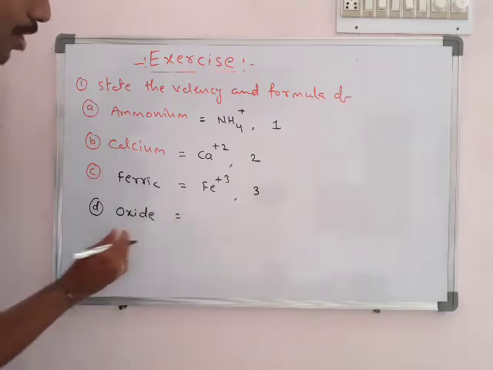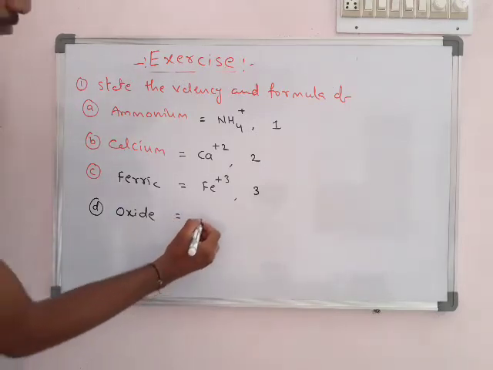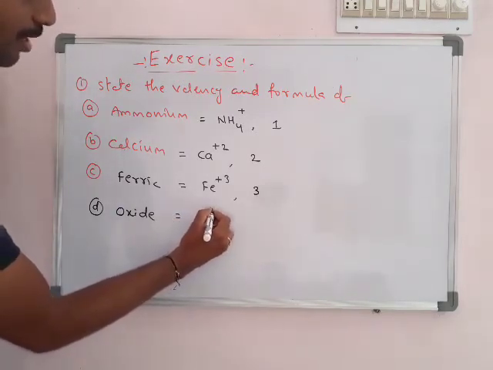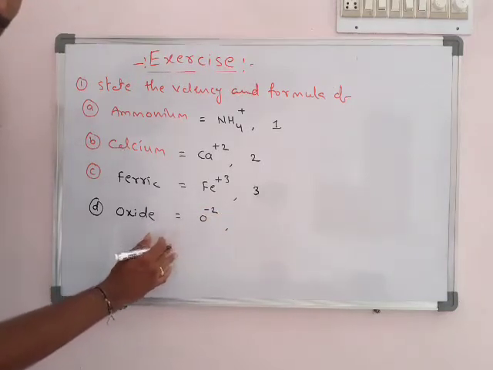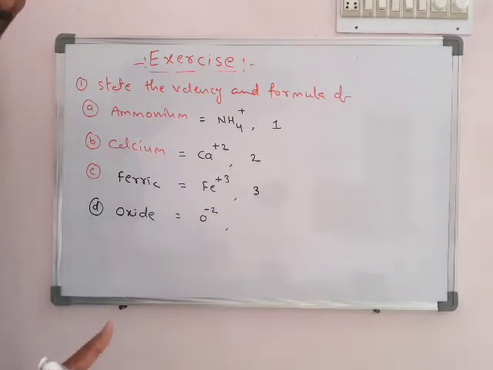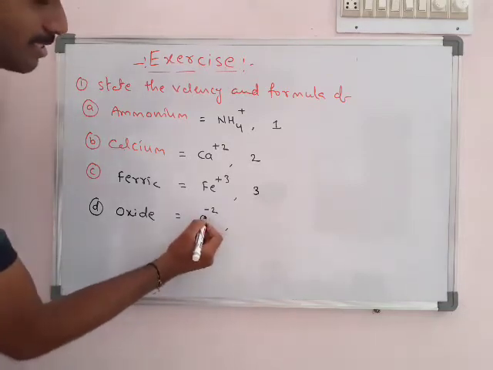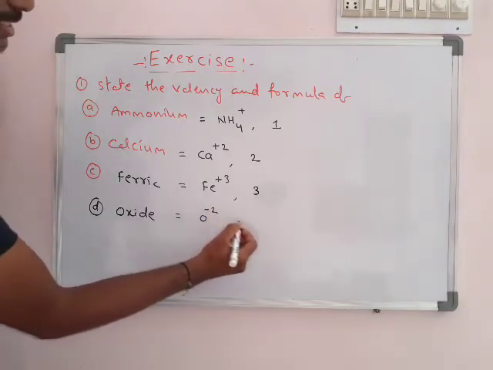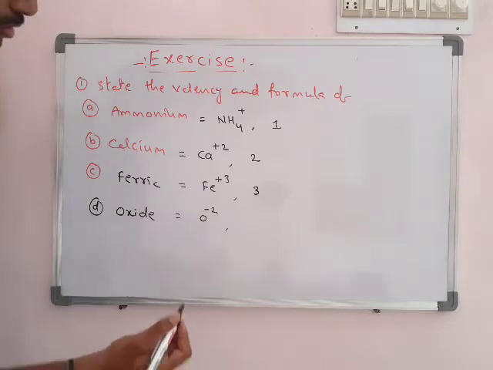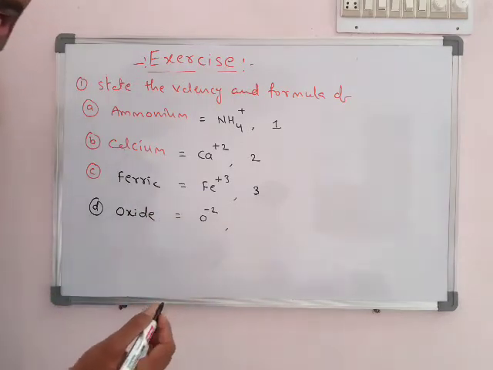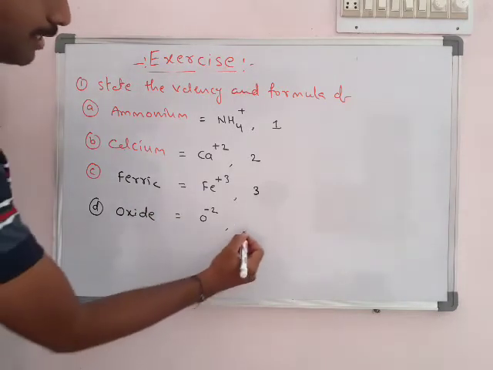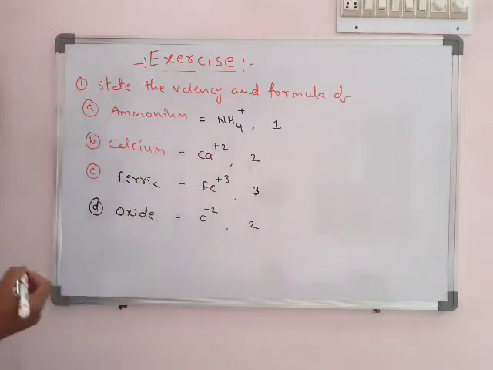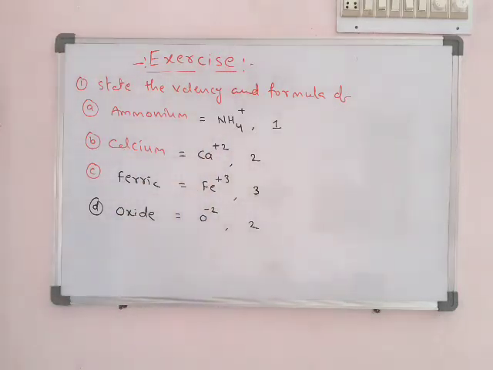Next, oxide. What is the oxide formula? Oxide formula is O minus 2. We have to remember this; there is no separate technique. What is the charge present in it? Minus 2. For the valency you need to write the number of units, not the symbol. So the valency is 2. There are some more examples. I will send you that copy, and you have to complete it.